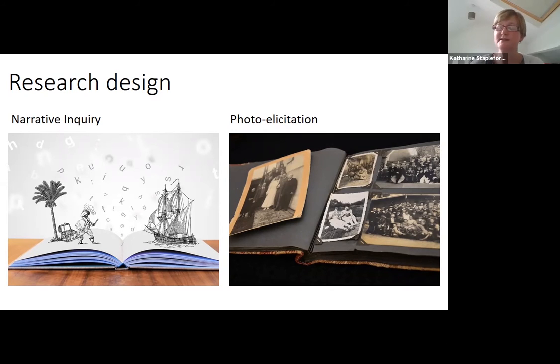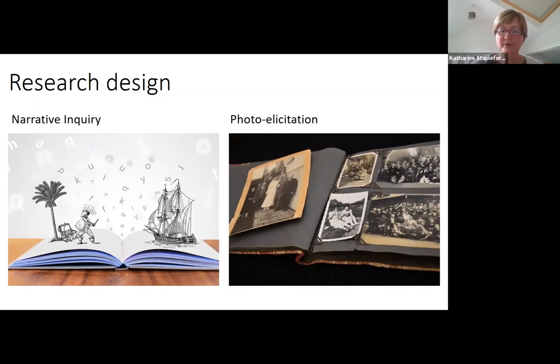Collier also said it can create a more naturalistic setting and relaxed encounter than in a direct interview situation. Again, this was particularly important for me. I was conducting interviews over Skype, and establishing this rapport was an important aspect of that.